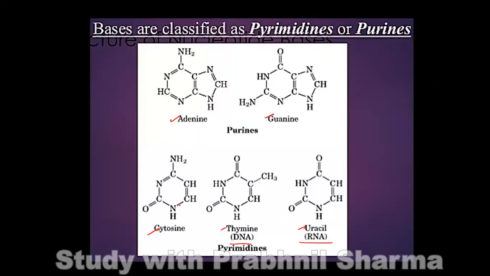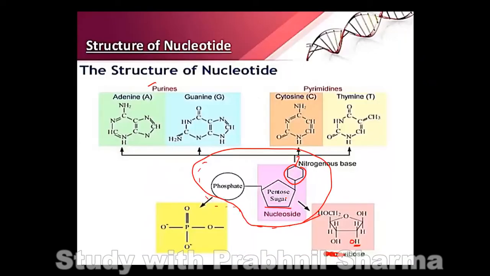These are the structures of adenine, guanine, cytosine, thymine, and uracil. No need to understand those structures. They are not there in the syllabus.